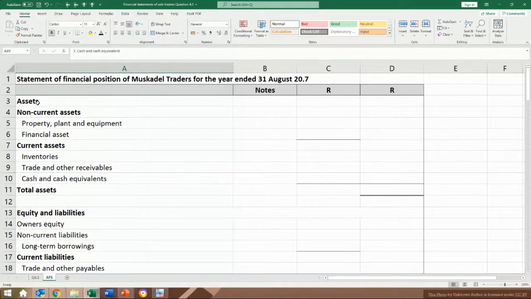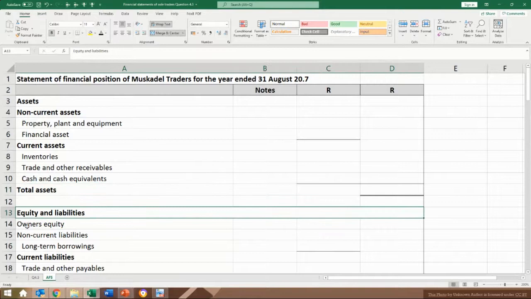So what you then do is you document assets, then you do a subcategory non-current assets, and a subcategory current assets. Now these items underneath would generally be blank until you know what your question is and what your trial balance looks like. And then you have to show the total assets, which is the sum of the non-current assets and the current assets. Then you've got equity and liabilities.